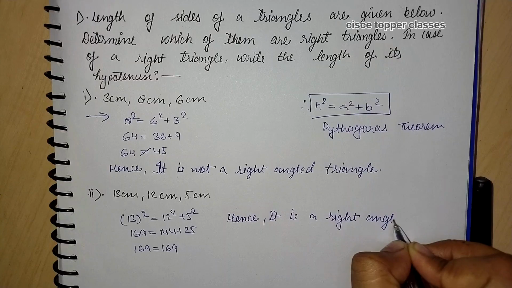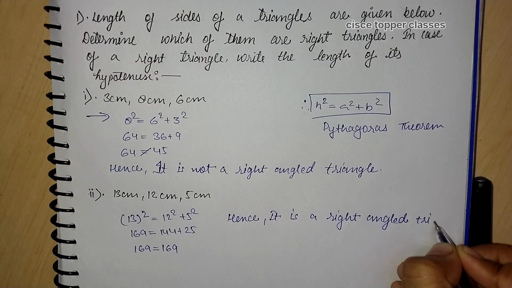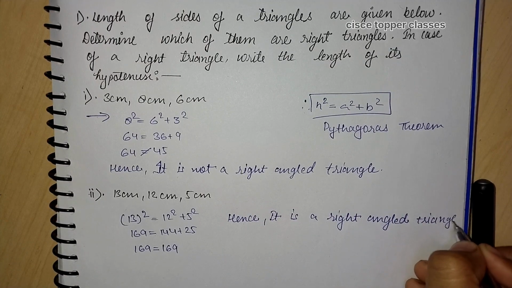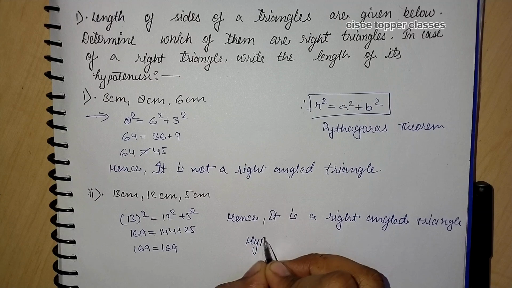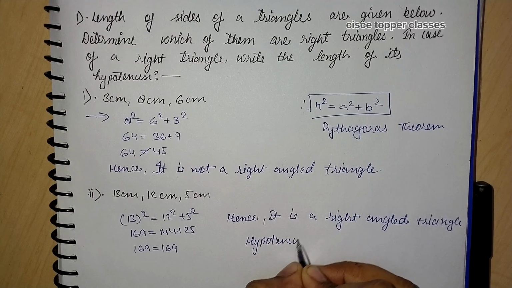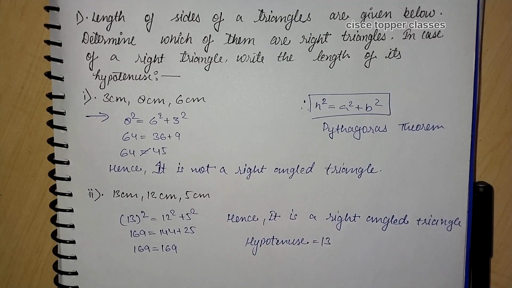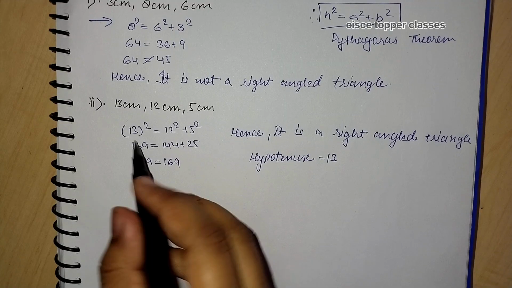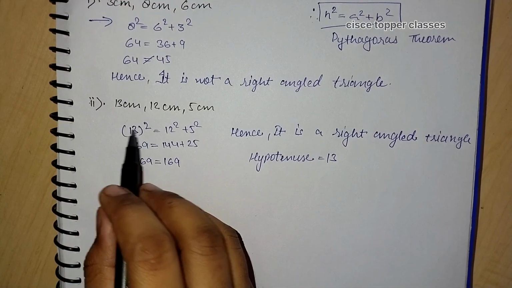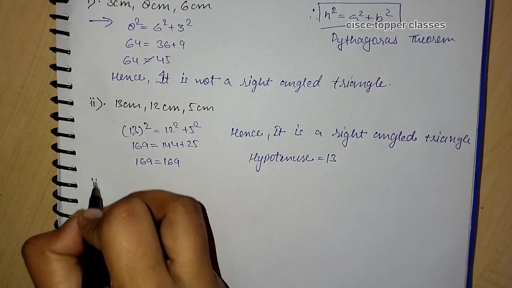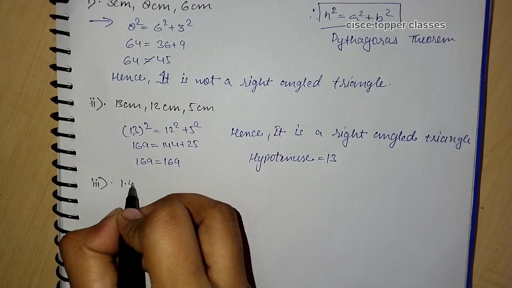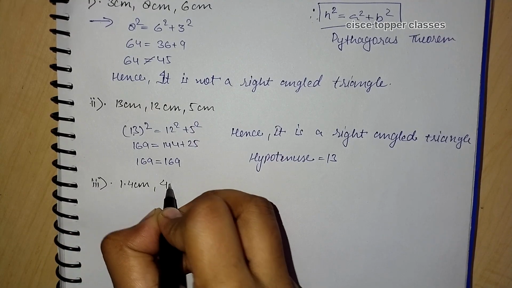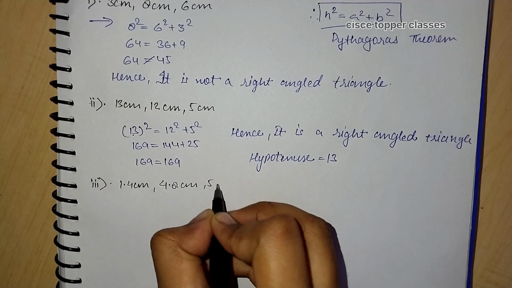It is a right angle triangle, and we have to now write the hypotenuse side. So we can simply write hypotenuse here is equal to 13 because this is the longest side. Now the third part here is 1.4 centimeter, 4.8 centimeter and 5 centimeter.